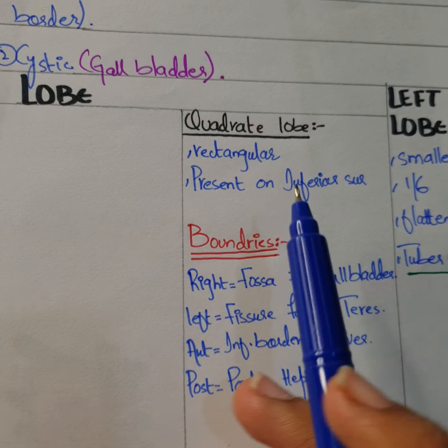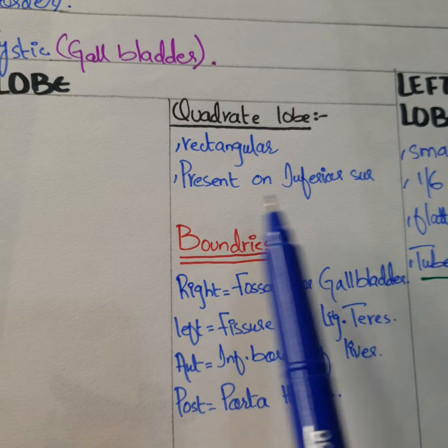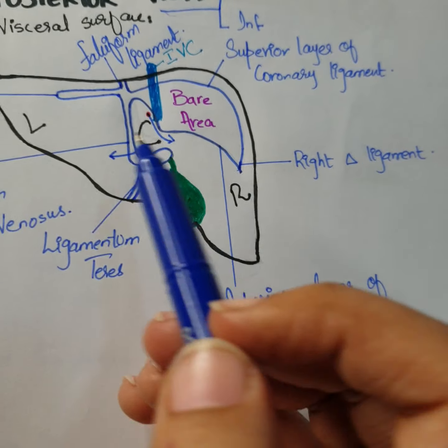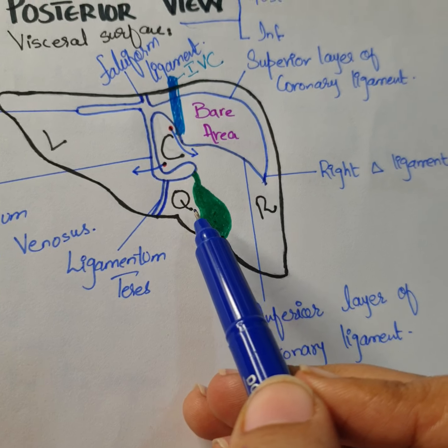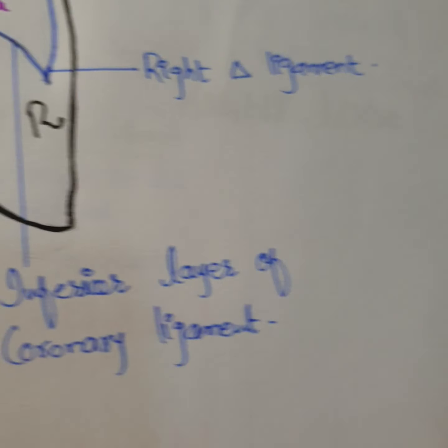Now we talk about the quadrate lobe, which is rectangular in shape. It is present on the inferior surface of the liver. The caudate lobe is present on the posterior surface. The quadrate lobe is present on the inferior surface of the liver.